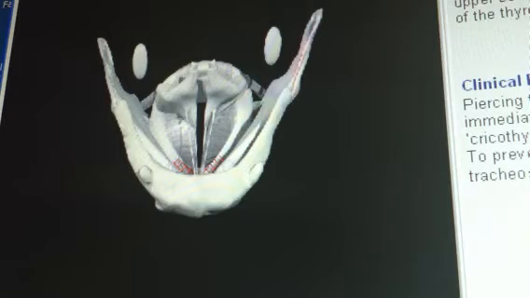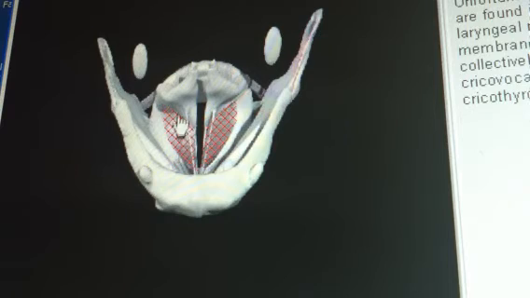All right, let's turn. Another intrinsic ligament is this ligament right there. And this is the vocal ligament. The vocal ligament attaches at the thyroid cartilage and it attaches into the vocal process of the arytenoid cartilage that you see here. And remember, this vocal ligament makes up the medial margins, or the edges, of the vocal folds.